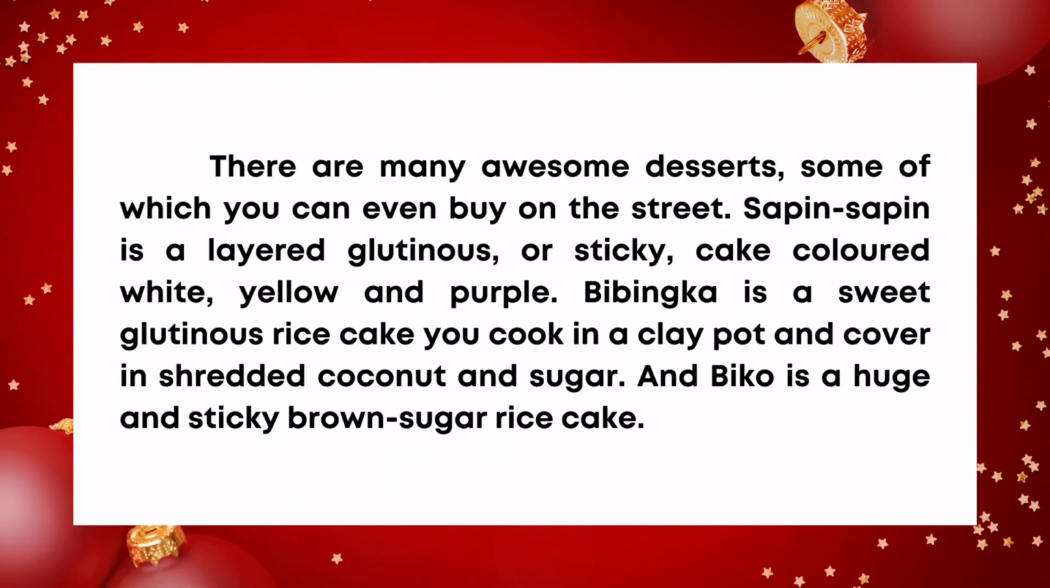There are many awesome desserts, some of which you can even buy on the street. Sapin-sapin is a layered glutinous or sticky cake colored white, yellow, and purple. Bibingka is a sweet glutinous rice cake you cook in a clay pot and cover in shredded coconut and sugar. And biko is a huge and sticky brown sugar rice cake.